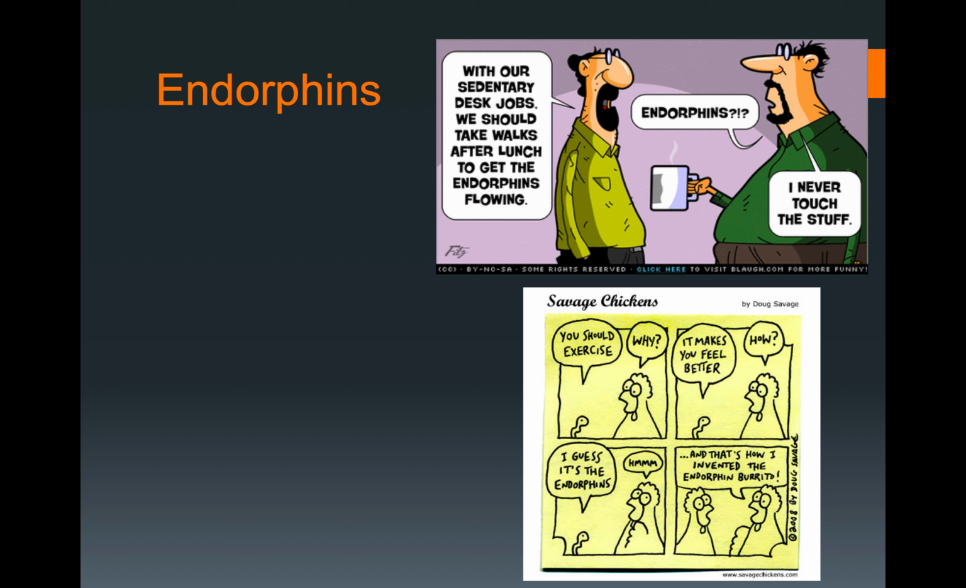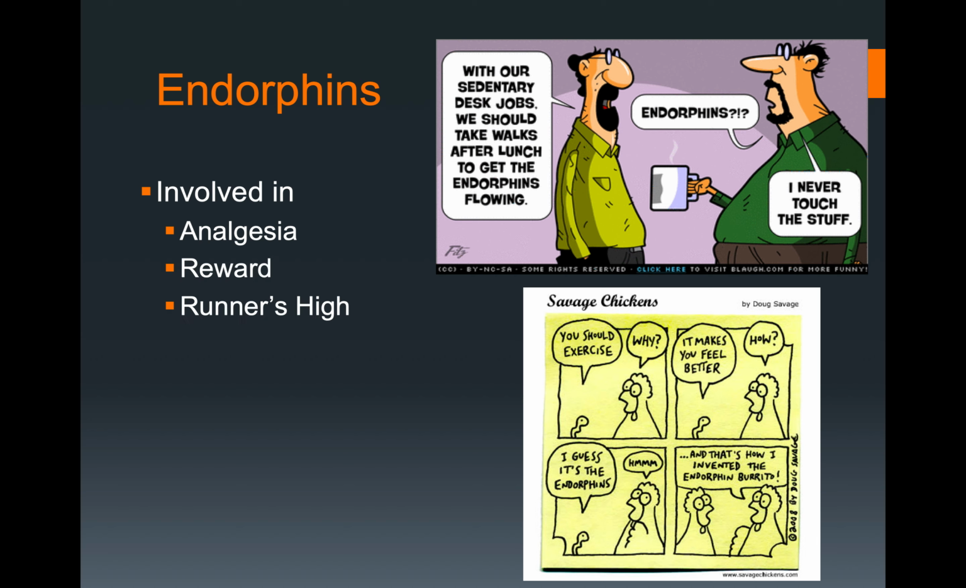Endorphins, you guys have probably heard of. These are endogenous opioids. A common one is beta endorphin. These are involved in analgesia, so reduction of pain. They're involved in feelings of reward. They're thought to be implicated in the runner's high experience.